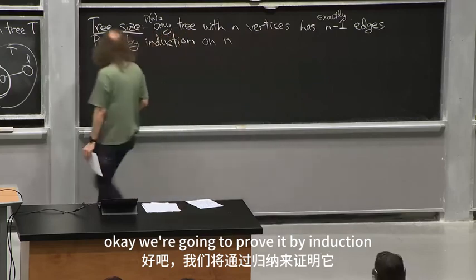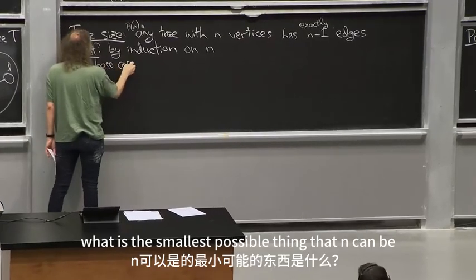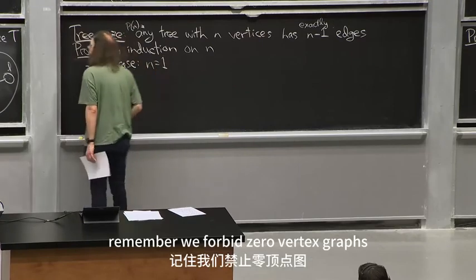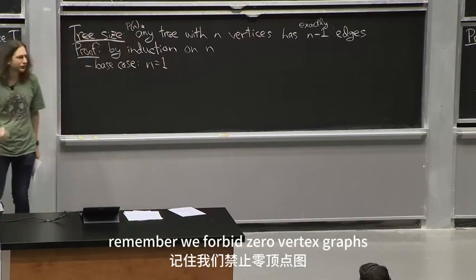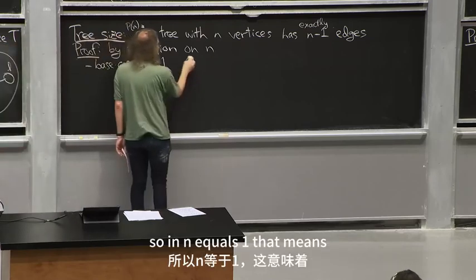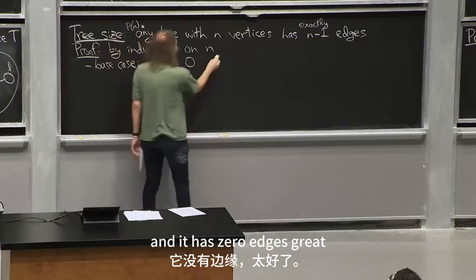Okay, and we're going to prove it by induction, so we probably need a base case. What is the smallest possible thing that n can be? 1. Remember, we forbid 0 vertex graphs. You have to have at least 1 vertex to be a graph. So in n equals 1, there's only one graph, and it has 0 edges. Great.